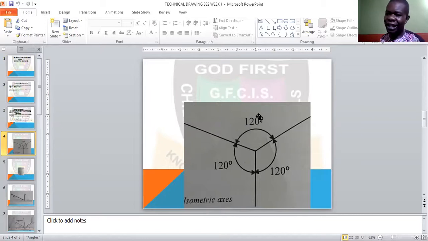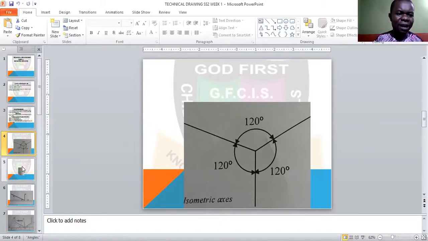This is the isometric angle, not the receding angle. This is the angle of isometric axis. This one is not the receding angle. The receding angle is 30 degrees. I have told you that.